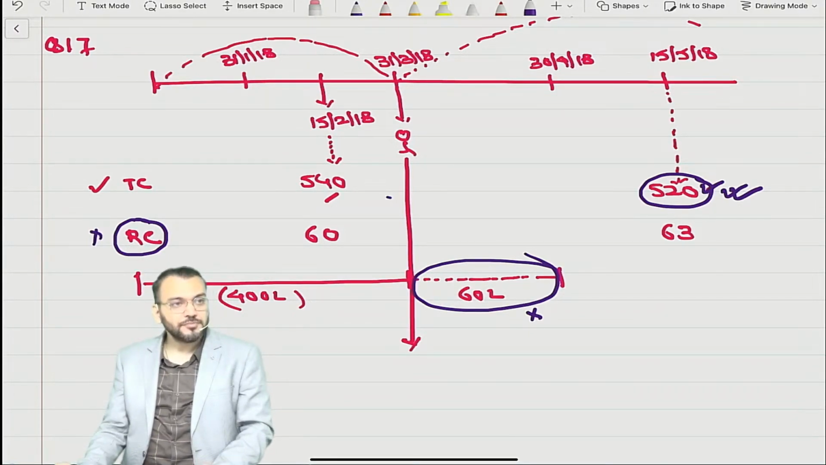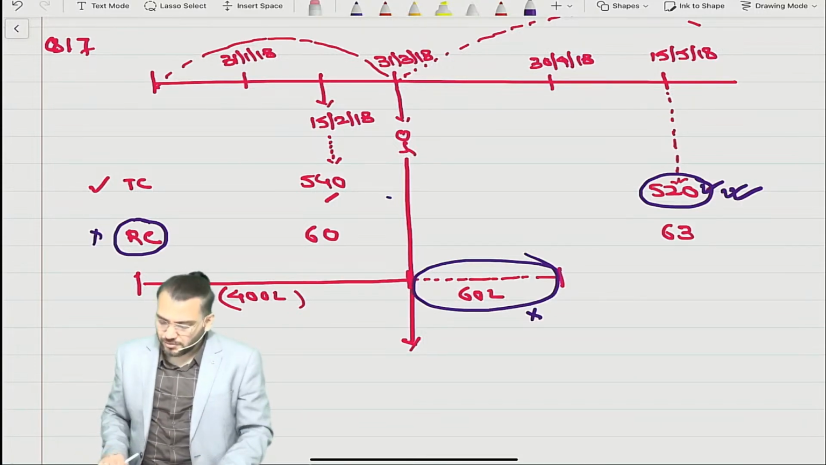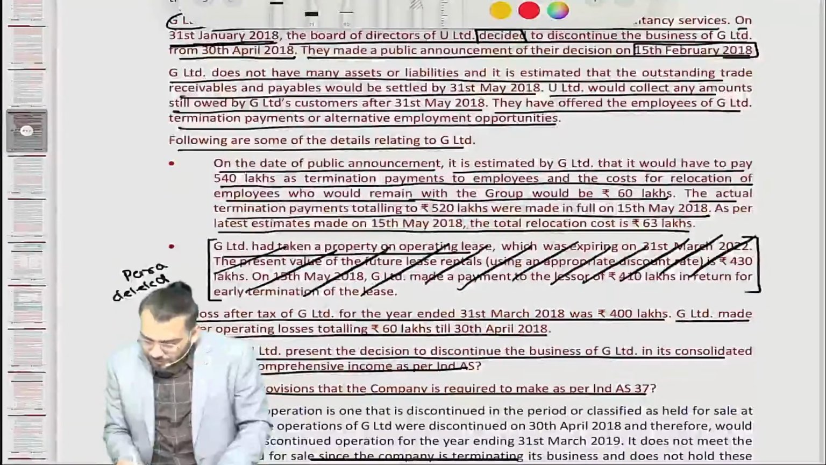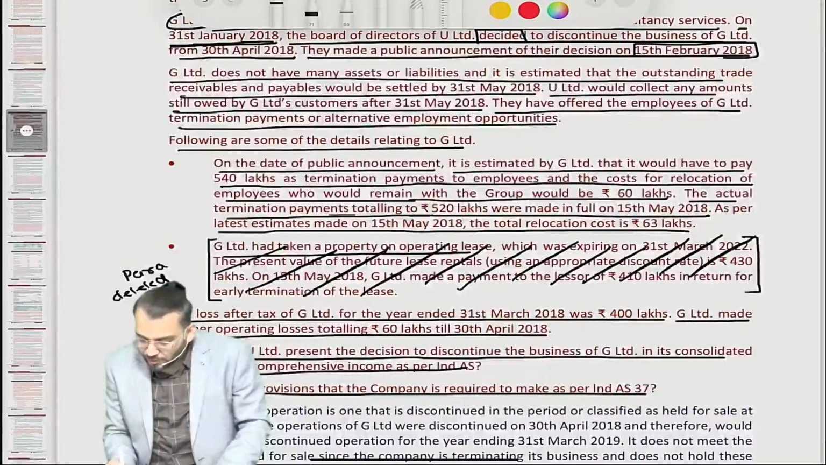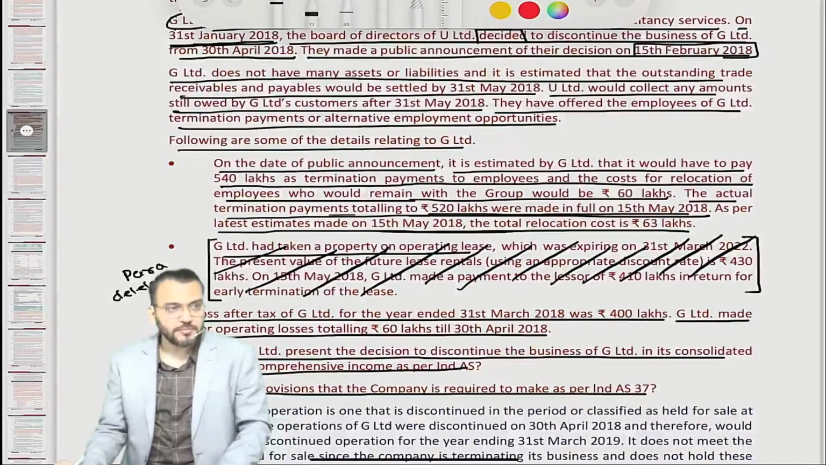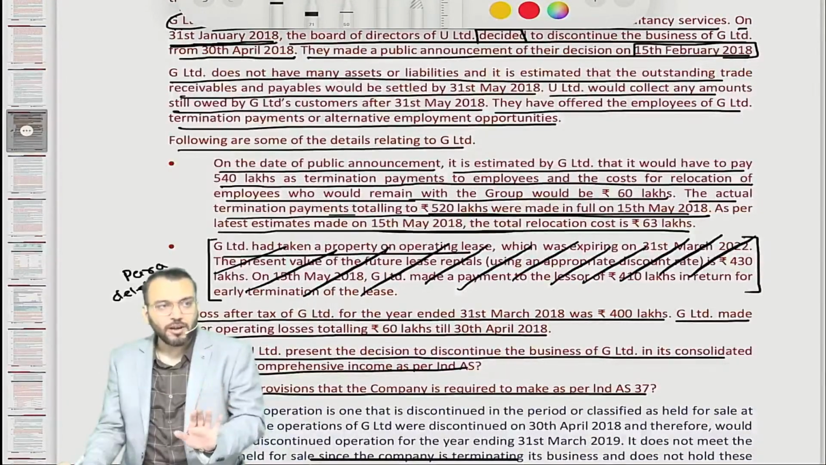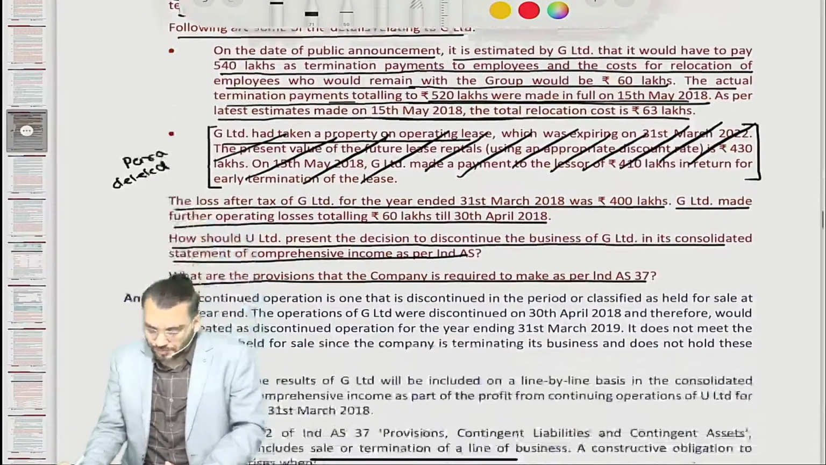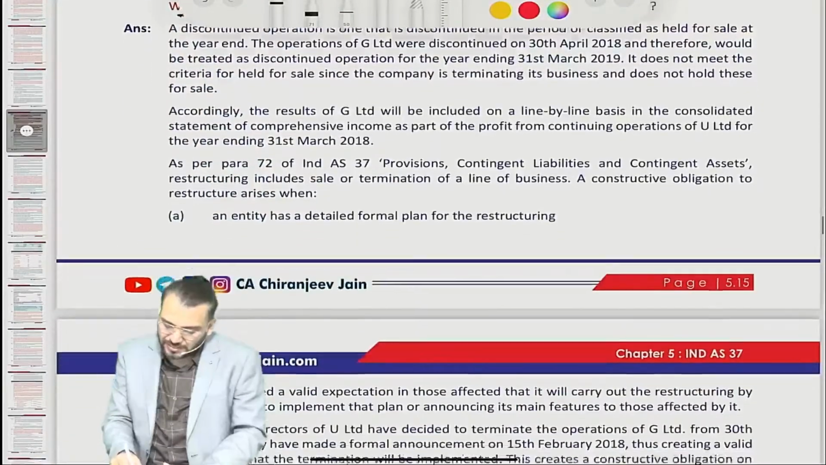Only 520 lakhs. No? 520 includes what? Where is it written? It's termination cost only, it is inclusive. Where have they written? The actual termination payment totaling rupees 520 lakh was made in full on 15 May 2018. This is the separate line. 520 lakh is only the termination cost. Okay. So you can see they have given a similar type of answer.